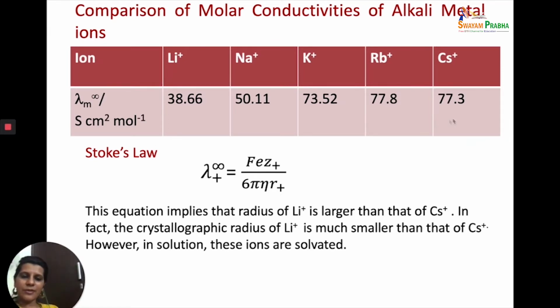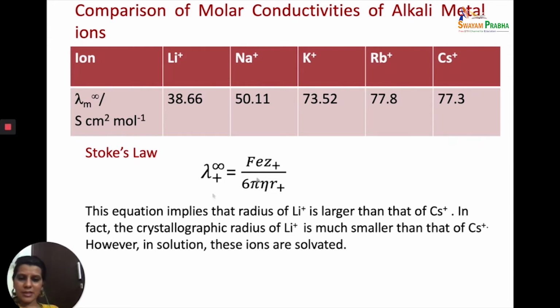So if the lambda infinity values are increasing, then based on Stokes' law, which states lambda infinity is equal to F z+ upon 6 pi eta r+, we would assume that cesium ion should have the least radius. Now that is not true. We already know from our studies in previous classes that alkali metal ions, as we go down the group, the radius of the ions increases. But if we were to look at this equation and the values of lambda infinity, we would feel that the radius of lithium ion is more than the radius of cesium ions.